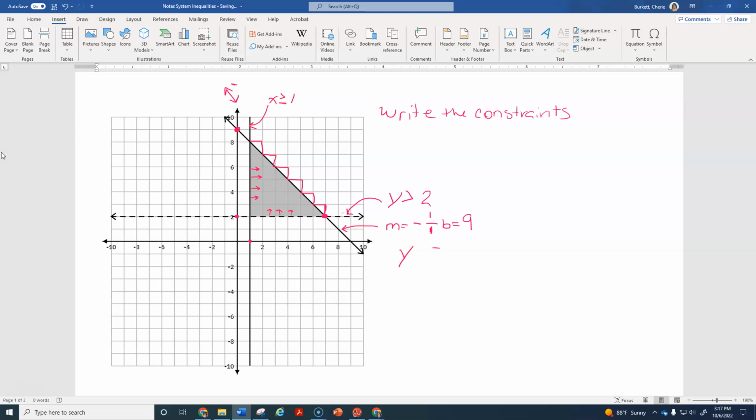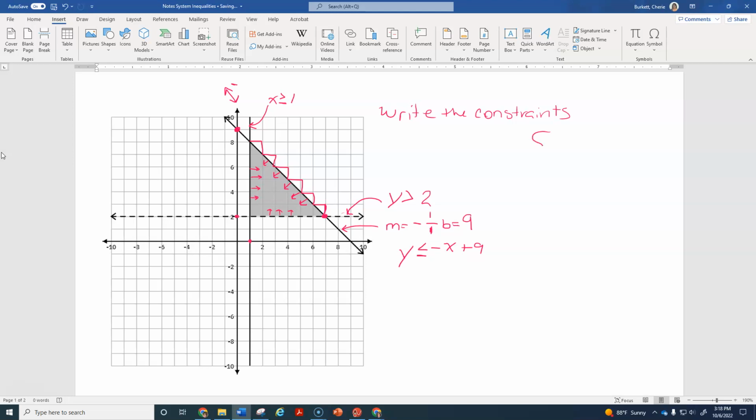It's going to be mx, so the m is a negative. You can put the -1 if you want to, and then plus b. Now, I didn't put the equal sign right there because it's not going to be an equal sign. It is a solid line, so we know it's going to have a bar. And then which way did we shade? Notice we're shading down, or below the line. So below the line means less than. It's a solid line, so we have the bar.